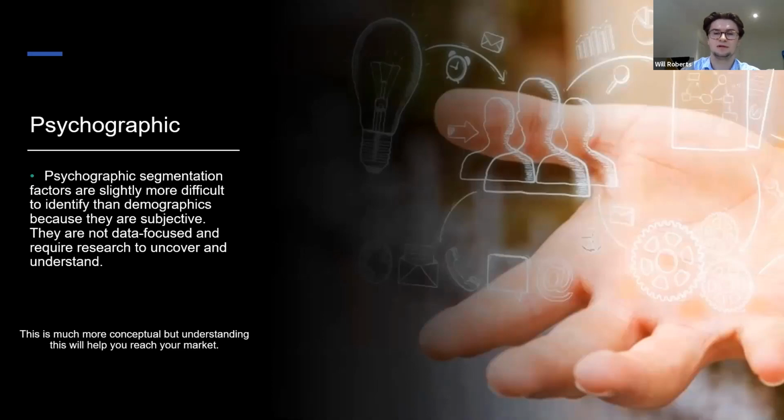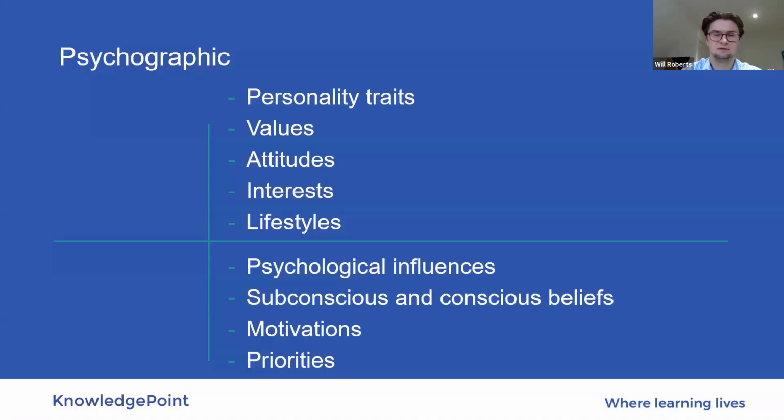So this isn't quantitative data, it is qualitative. So it's much more based around assumptions, but then we'll base this in our market research later. So this will be things like their personality traits, what they value, their attributes, interests and lifestyles, their psychological influences, their subconscious and conscious beliefs, their motivations and their priorities.